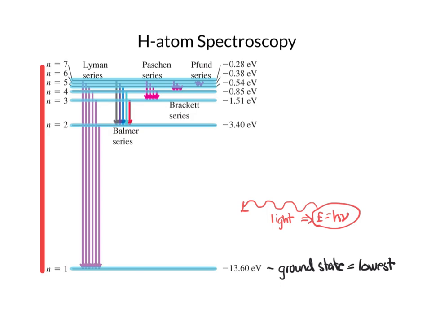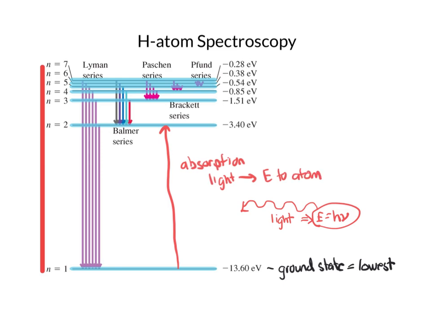So that's called absorption, when we go from a low energy level to a higher energy level. So that's absorption. And that's when the light transfers energy to the atom.